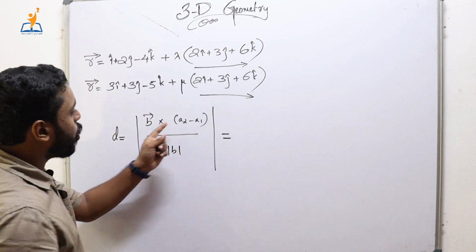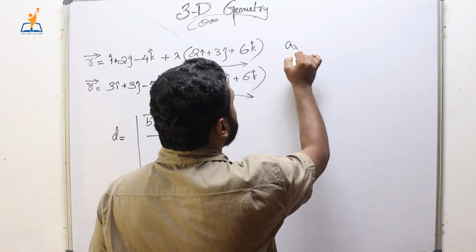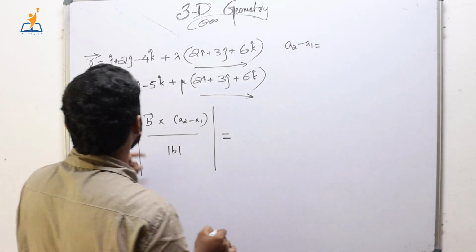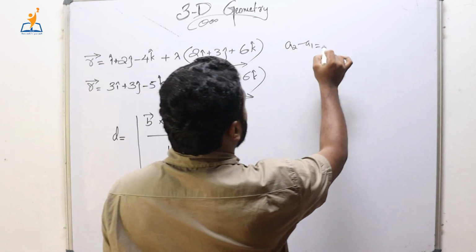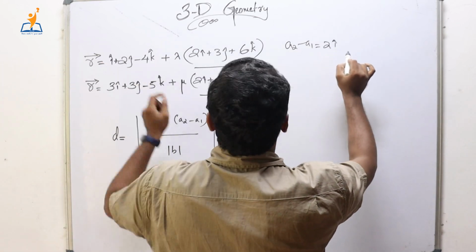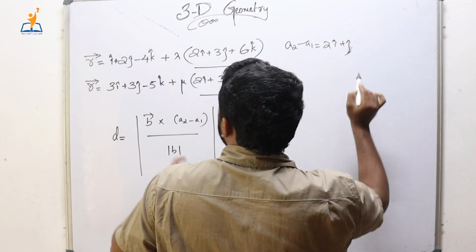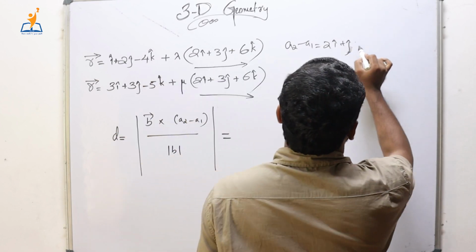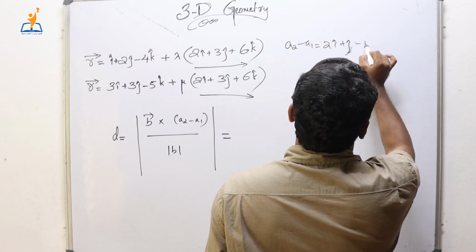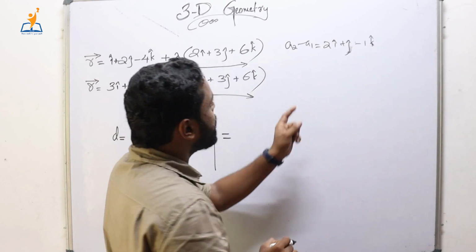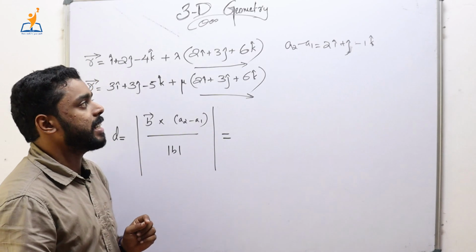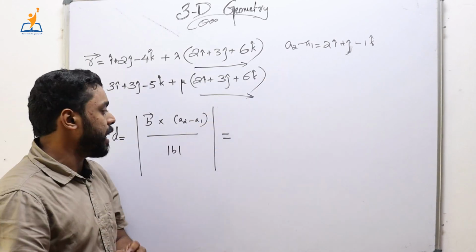Now b cross a2 minus a1, we can easily find a2 minus a1. a2 minus a1 is equal to 3 minus 1, 2 i cap, 3 minus 2, plus j cap, again minus 5 minus 4, minus 4, which is minus 1 k cap. So this is nothing but a2 minus a1, isn't it? So we have obtained a2 minus a1.